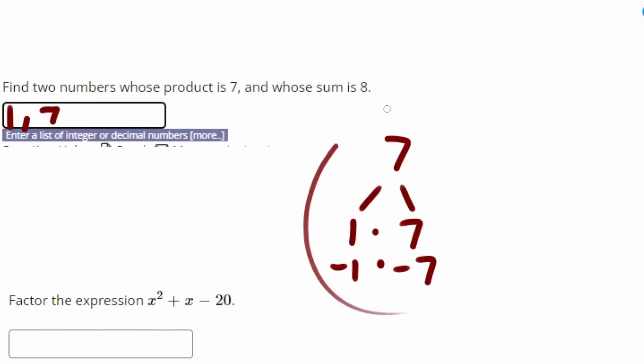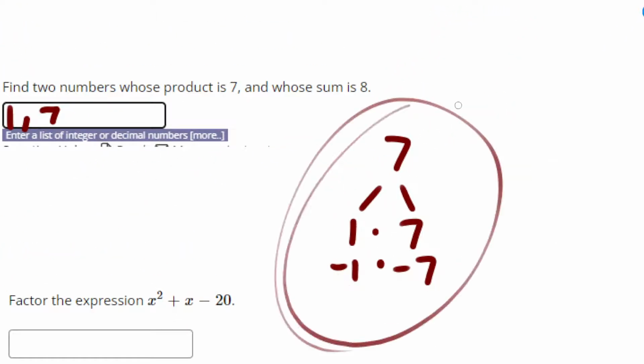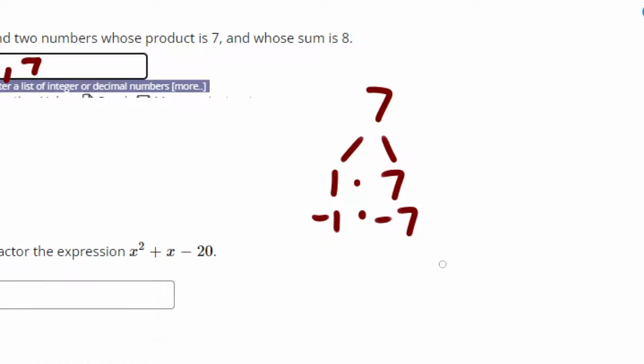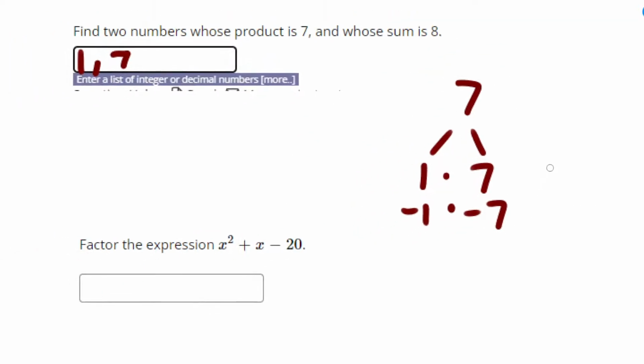And yeah, so this is an interesting but also an important concept for trial and error, for the AC method, for the method that I'll be showing near the end of the video. This is an important concept that you'll need to know.